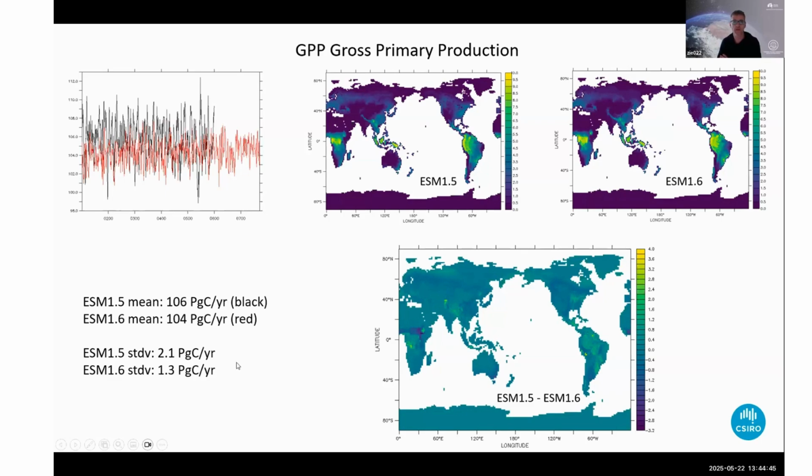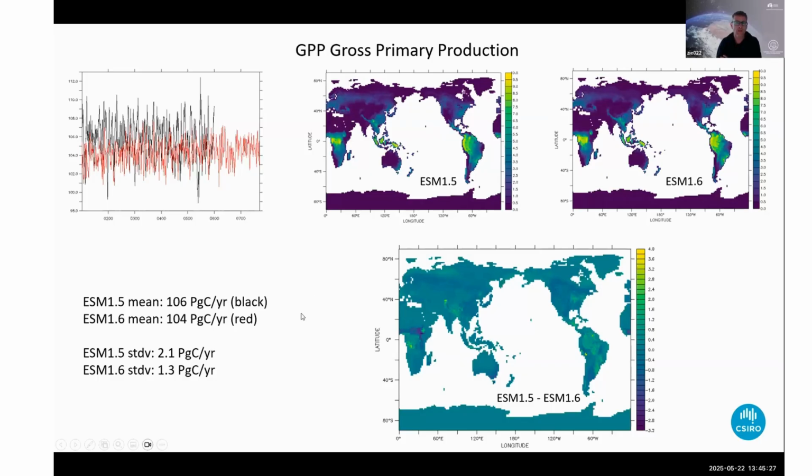Although we had some changes in the vegetation maps for more trees in the higher northern latitudes and some other changes as well, but there were also other changes in the parameterization, and overall the difference is relatively small. There's also the spatial maps on the right-hand side for ESM 1.5 and ESM 1.6, and the difference plotted at the bottom. And you can see that, yes, in the high northern hemisphere, it's somewhat higher, but there are also areas where productivity is lower.